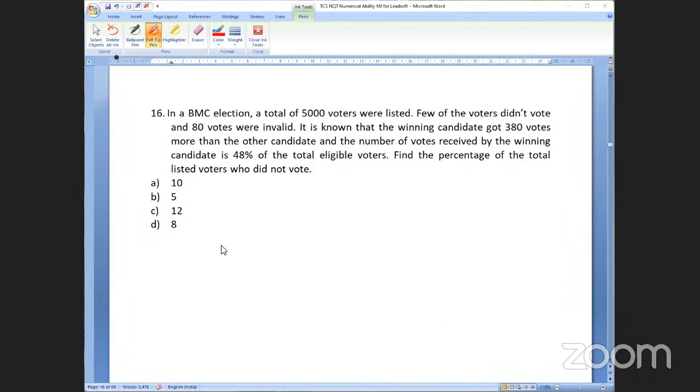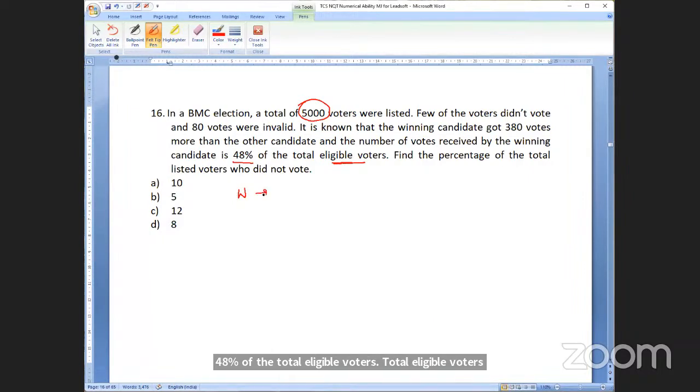In a BMC election, a total of 5,000 voters were listed. That is, 5,000 voters are eligible on the list. Few of the voters did not vote, and 80 were invalid. It is known that the winning candidate got 380 votes more than the other candidate. And the number of votes received by the winning candidate is 48% of the total eligible voters. Total eligible voters are 5,000. Winning candidate has got 48% of 5,000.